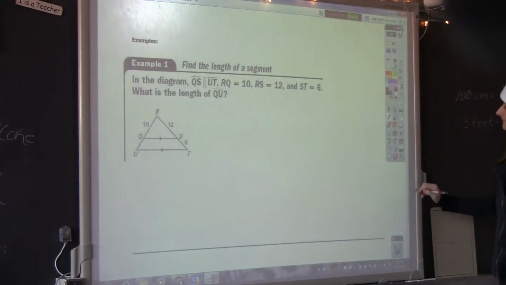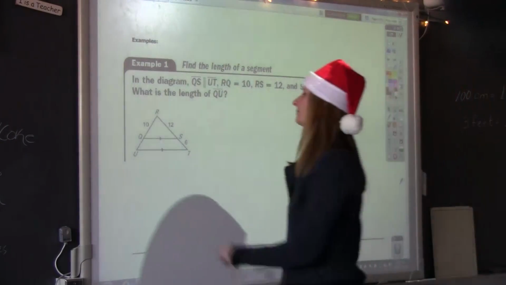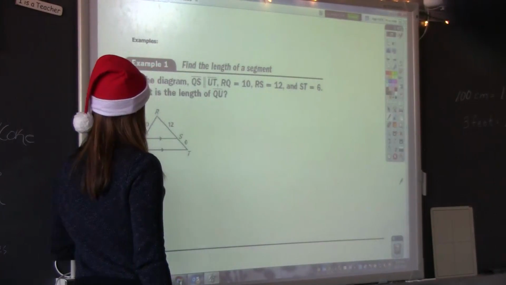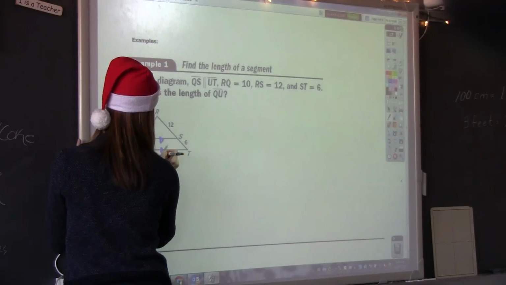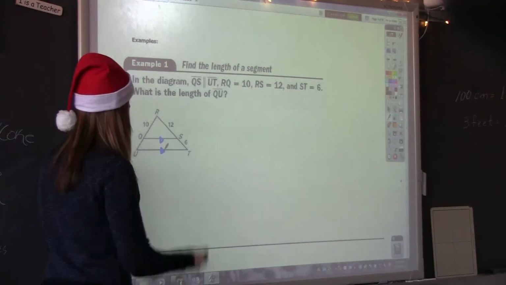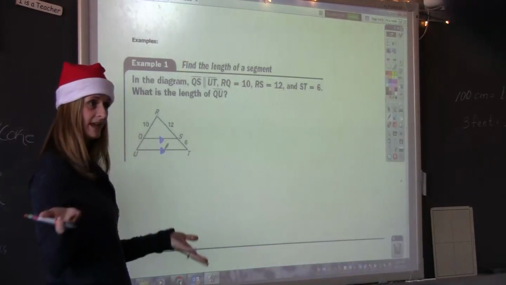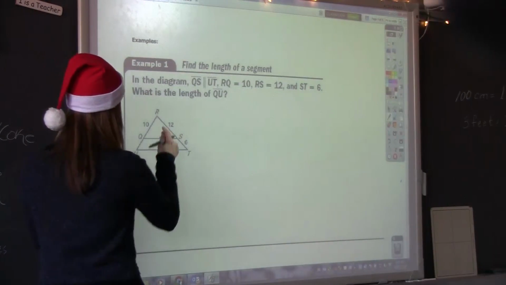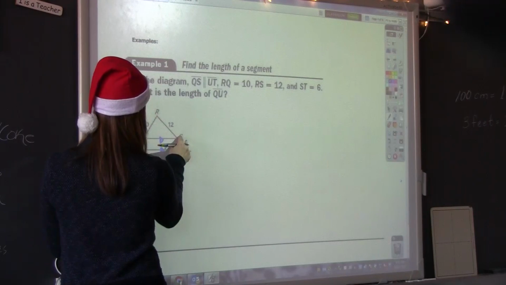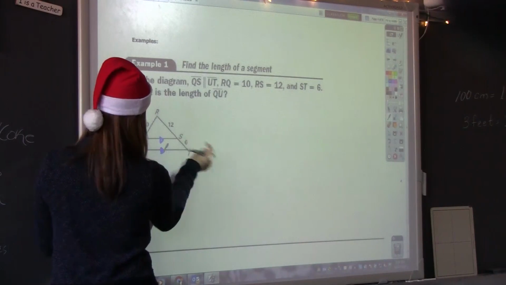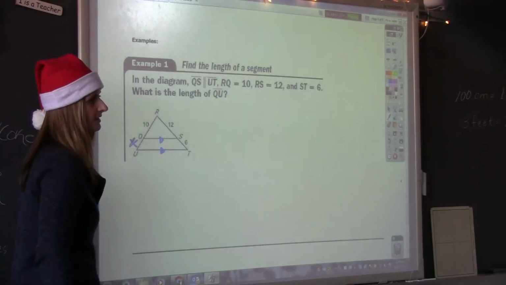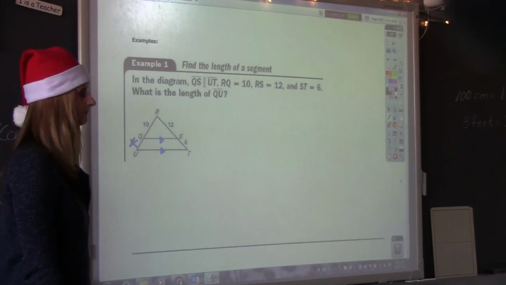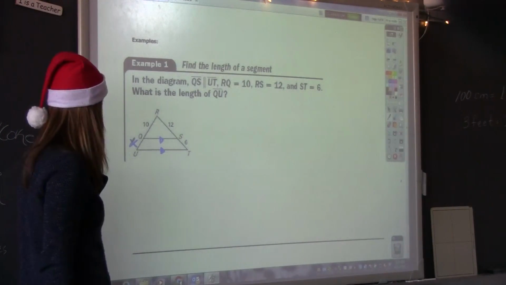Practice. All right, in the diagram, QS is parallel to UT. Okay, and we've got all this information. They actually put it on the diagram for us. Nice. Okay. So RQ is 10, RS is 12, ST is 6. What's the length of QU? Okay, I'm just going to throw an X right there. You can use QU, but I like using one letter.